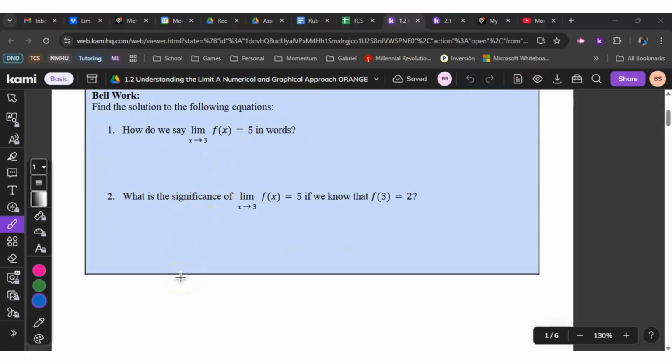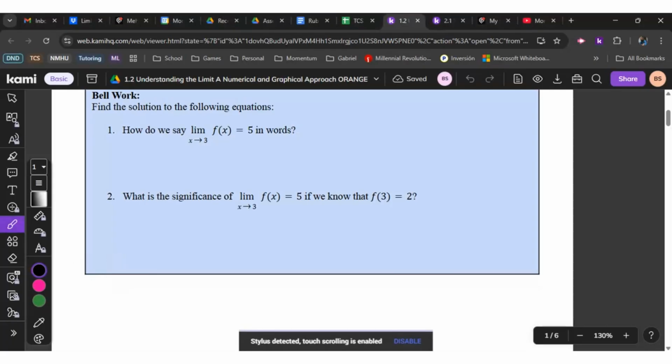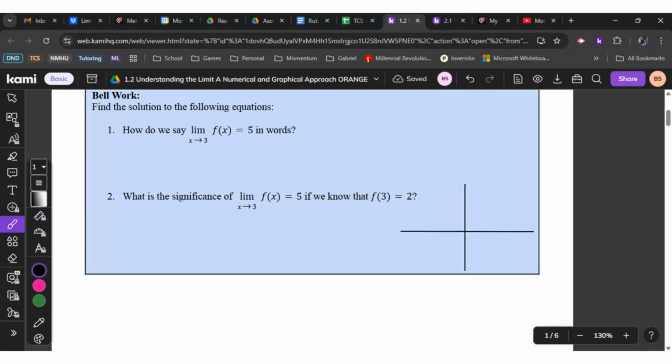What is the significance if the limit as x approaches 3 of f of x is 5, but we also know that f of 3 equals 2? Let's start with f of 3 equals 2. What does that mean? This is pre-calc, guys. Before we get to the limit, just f of 3 equals 2. What does that mean in pre-calc? In the graph, f of 3 is 2. That's it, right? Like, don't overthink it, guys.